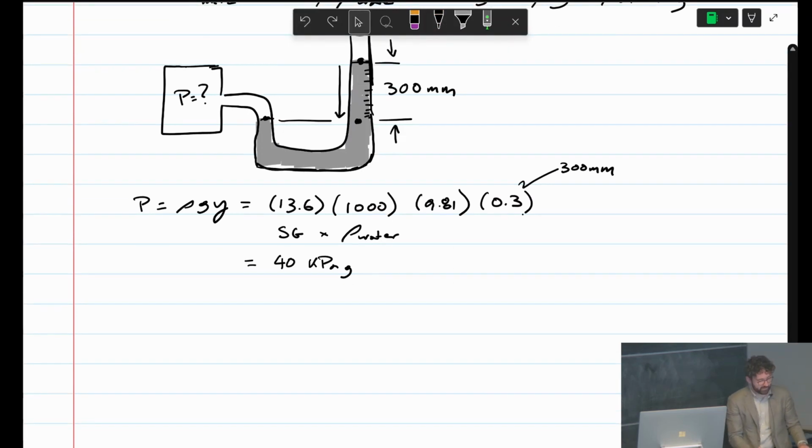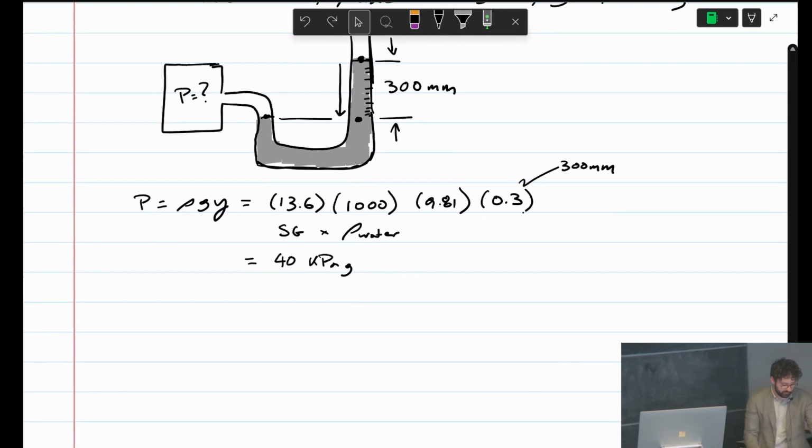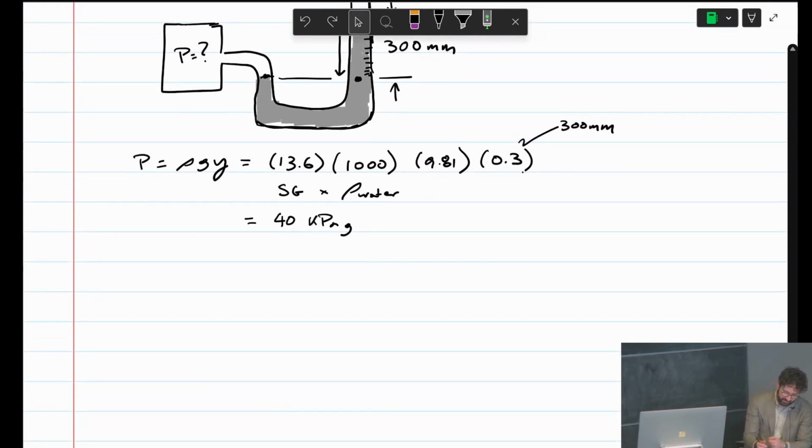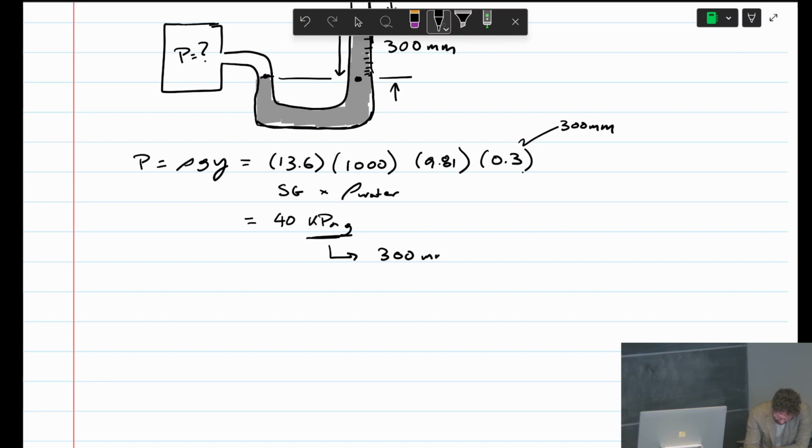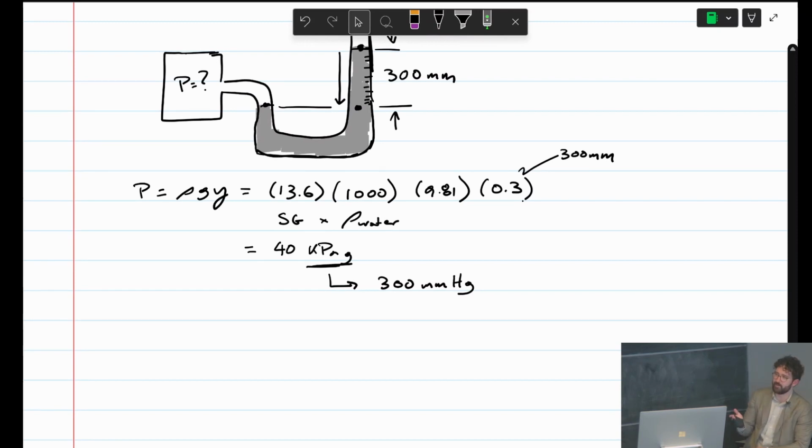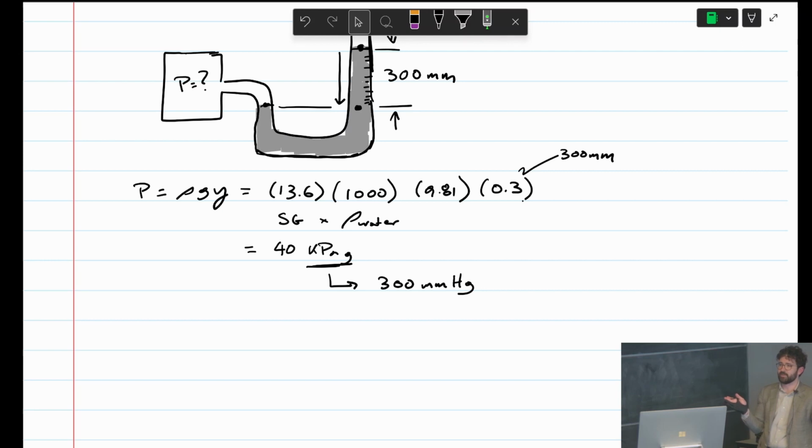Another interesting thing about this example is it actually tells us about a common pressure unit. So we calculated this in kilopascals, but actually this is exactly equivalent to 300 millimeters of mercury. So you might see mmHg. In case you're wondering why people use that pressure measurement of millimeters of mercury, it's because they're literally reading millimeters of mercury on something like this. So that's where those come from.